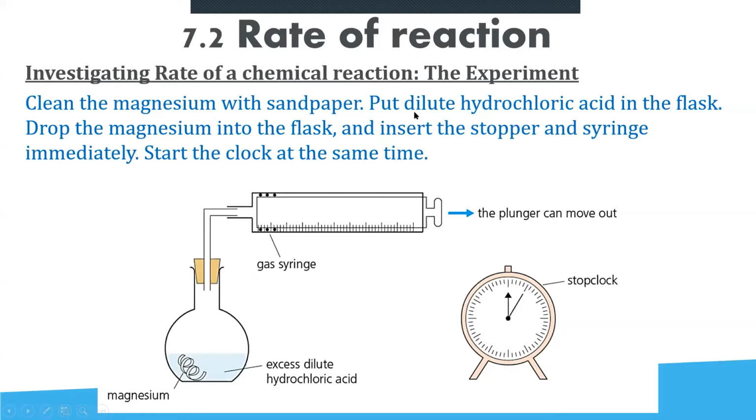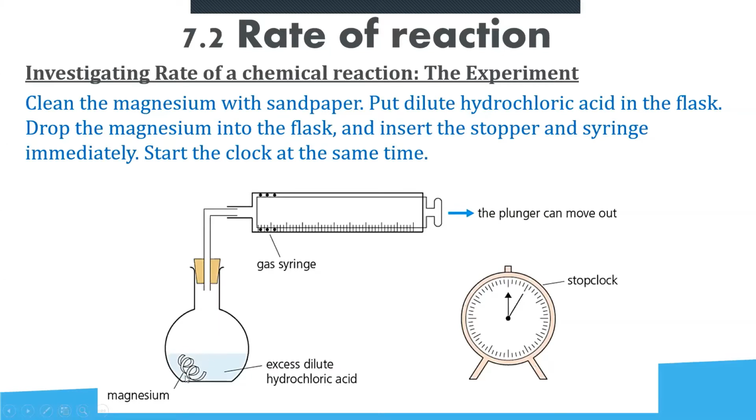So we then put the dilute hydrochloric acid in the flask and we drop the magnesium into the flask. Once we drop the magnesium, it immediately starts the reaction, and immediately hydrogen gas will be released. And you have to immediately put on the flask top with the delivery tube to the gas syringe, and also start the stopwatch at the same time. That will be very inconvenient. So usually magnesium is not added in that manner practically.